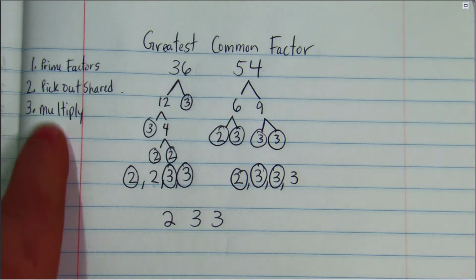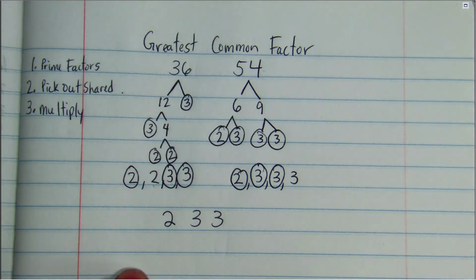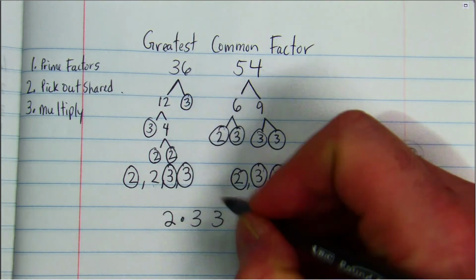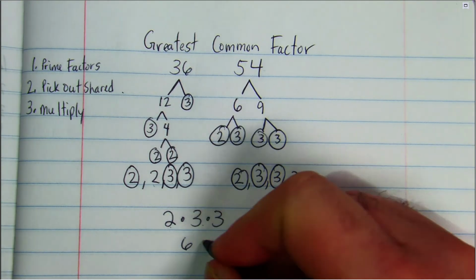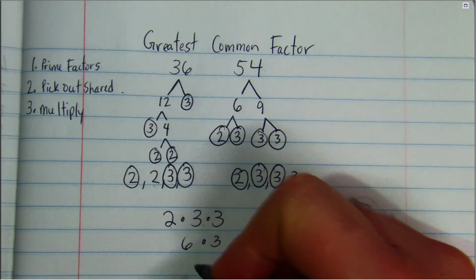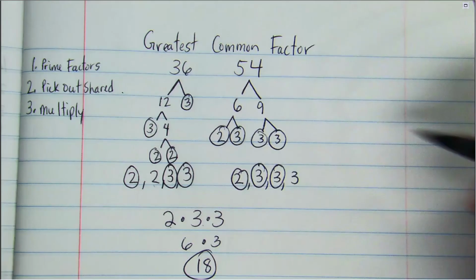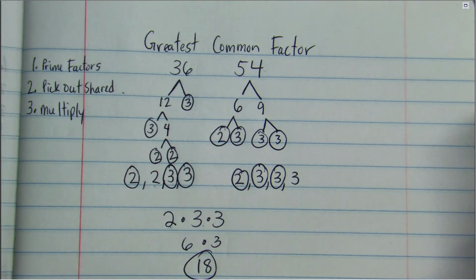So now that I have the shared factors, to find the greatest common factor, I just multiply their shared factors together. 2 times 3 is 6. 6 times 3 is 18. So the greatest common factor of 36 and 54 is 18.